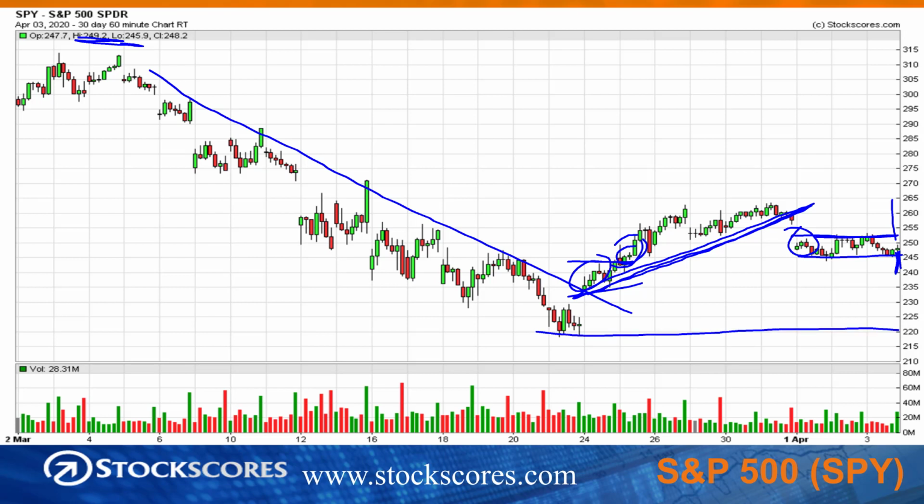If we break out, well, then we're probably just going to get stuck here at around 262, and then we'll see if we can ultimately break out and make more of a recovery. So for now, I think you have to just watch for that breakout of that sideways trading range.